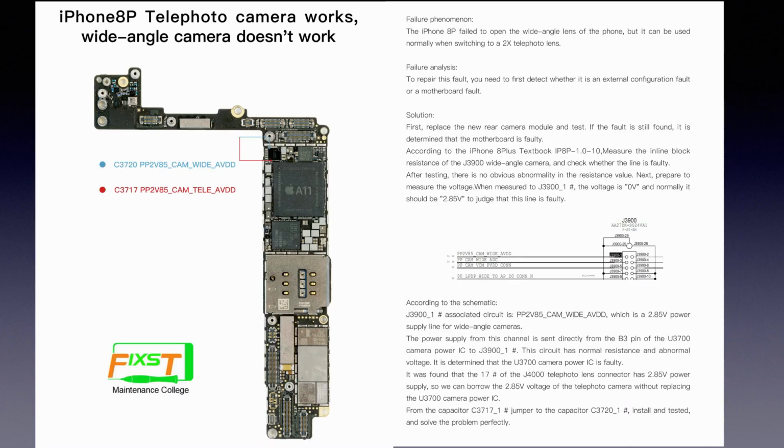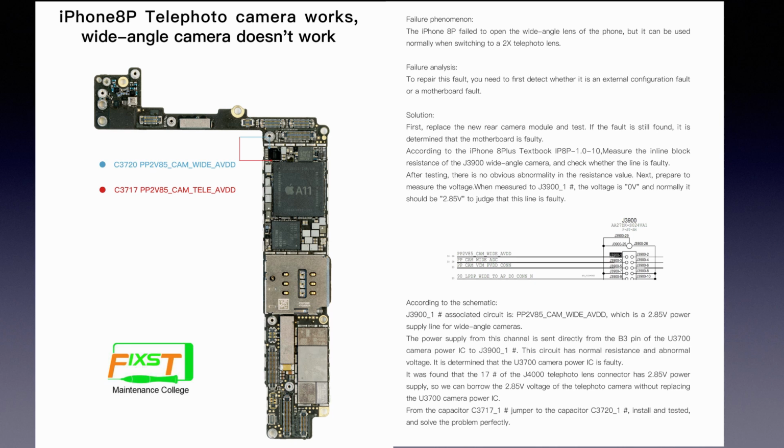This is an iPhone 8 Plus whose telephoto camera works, but the wide angle camera doesn't work. It means that it failed to open the wide angle lens of the phone, but it can be used normally when switched to the 2x telephoto lens. To repair this problem, you need to confirm whether this is an external accessory problem or a motherboard problem. First, we change to a new back camera module to test. After the test, the problem is still there. It's determined that this is a problem in the motherboard.